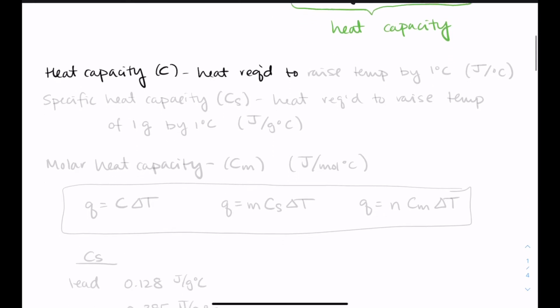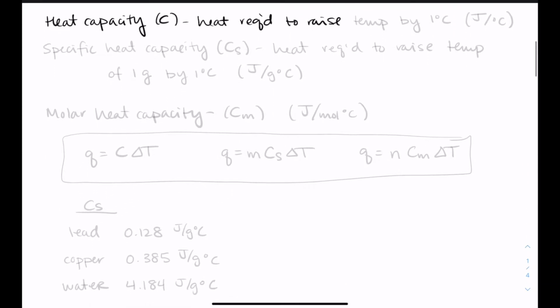We have nicer ways to account for this, and that's what we're going to set up right now with this equation. The thing that tells you about the identity of the substance is something called heat capacity. We use a capital letter C for the heat capacity, and this is the heat required to raise the temperature by 1 degree Celsius. So units are joules per degree Celsius.